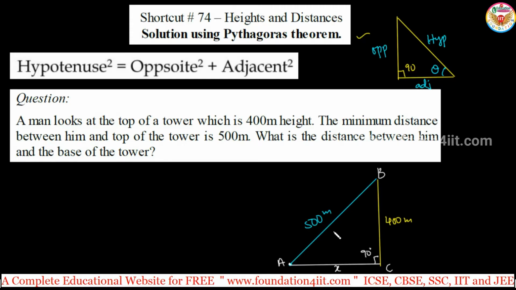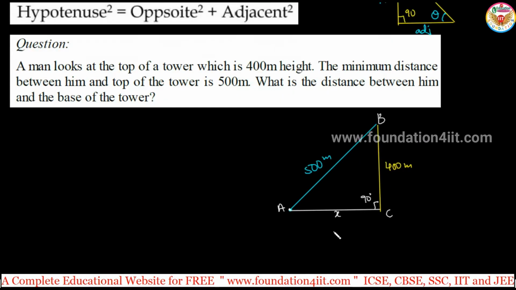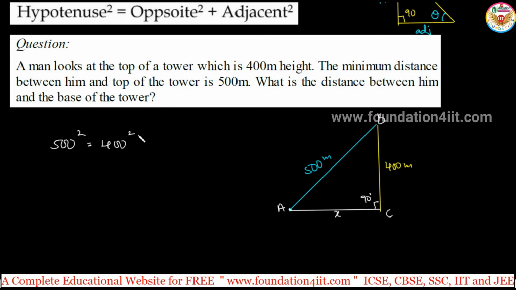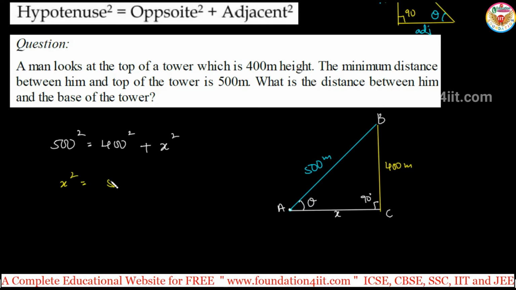Then what is the distance between them? In that case, we'll use the Pythagoras theorem. So here the hypotenuse is 500. So 500 square is equal to, hypotenuse is always opposite of 90 degrees, which is the longest side in the right angle triangle. So 500 square is equal to opposite square plus adjacent side square. Same as before, the square of the hypotenuse is equal to the sum of the squares of the other two sides. So 400 square plus x square. Simplifying, x square is equal to 500 square minus 400 square.